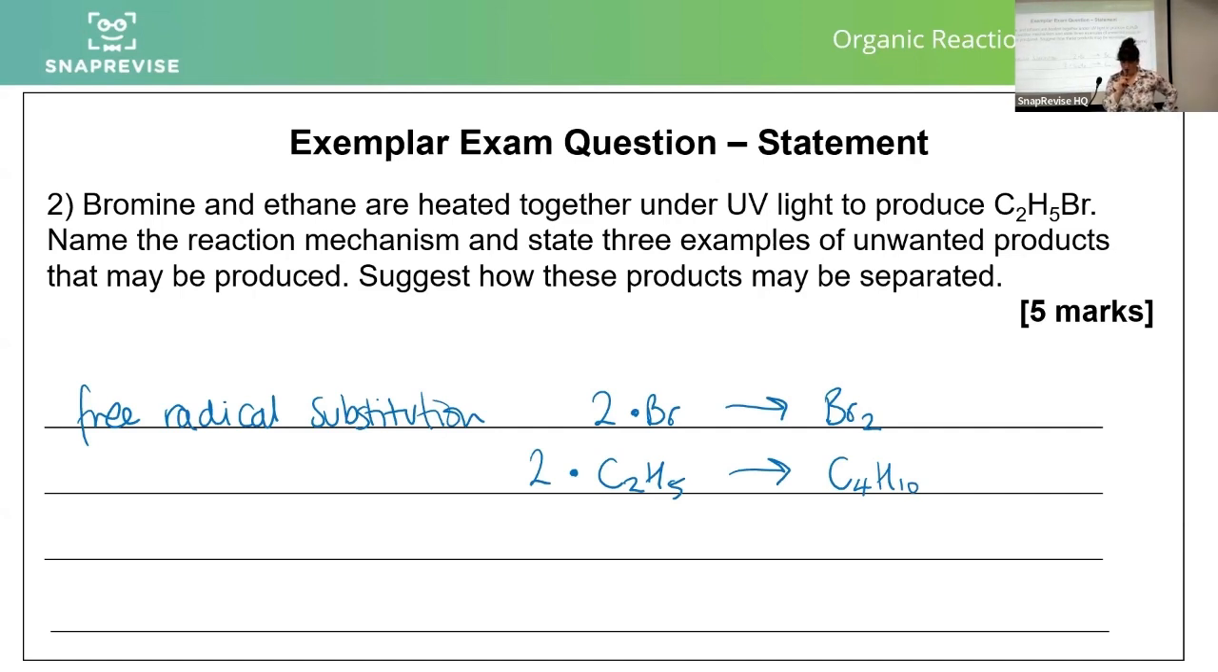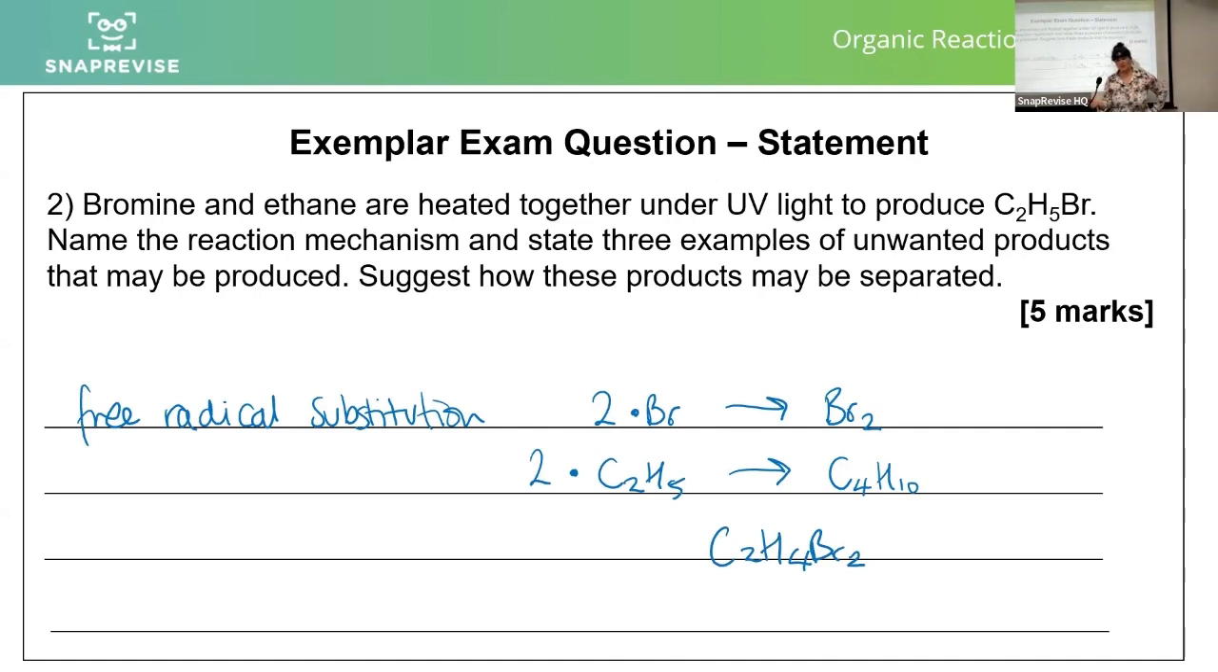Or what else? Technically, you could have a further substitution. So Br2 and C4H10, those are my 2 unwanted side products. I've given the equations to help us understand it. They haven't asked for it. They've just asked for the unwanted products. So that's that one and that one. And then what about if I had a double substitution, C2H4Br2? That's also an unwanted side product that could be formed. There are quite a few answers you could have given here. That's just an example of some of them.